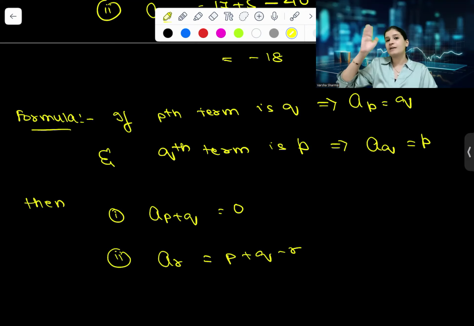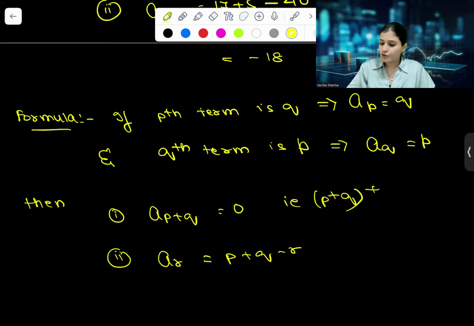They may give you the Pth term is Q, the Qth term is P. Show that the P plus Qth term is 0. That is what they will ask us. Or if the Pth term is Q, the Qth term is P, show that the Rth term will be P plus Q minus R. So this is basically two 5-marker questions. But in both questions, our first part is the same.